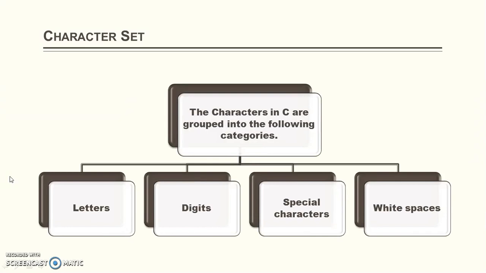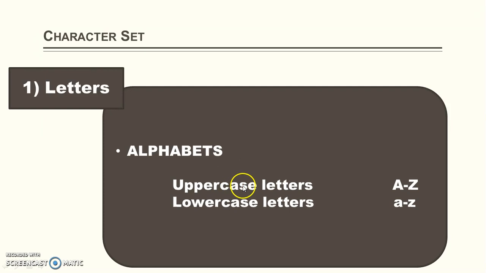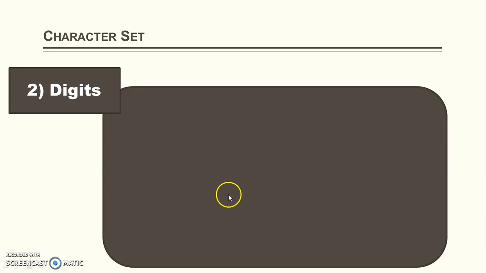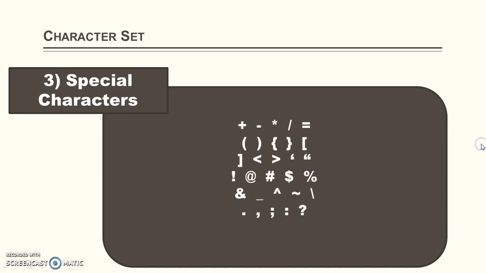So, in the C programming language, the characters are grouped into the following categories. First one is letters, digits, special characters and white space. Let's discuss each and every one in detail. Starting with the letters. In C, there are alphabetic letters like capital A to Z and small a to z. Second one, digits, 0 to 9. Third one, special characters like plus, minus, multiplication, division, open round bracket, close round bracket, open curly bracket, close curly bracket, hash, question mark, etc.